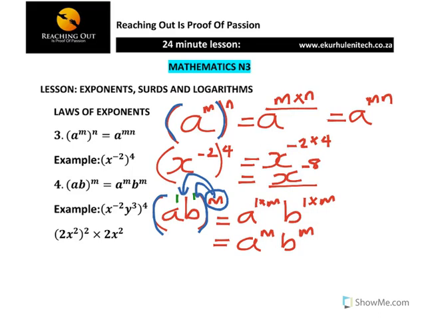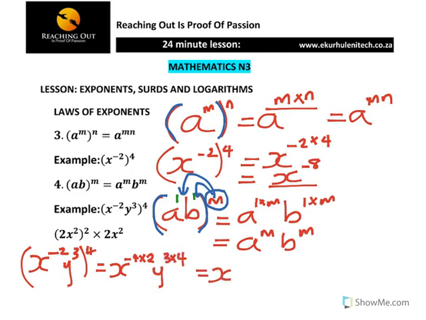Given an example, for example, they are saying (x to the power negative 2, y to the power 3) to the power 4. This is equal to x to the power minus 2 times 4, y to the power 3 times 4, which is equal to x to the power minus 8, y to the power 12. That is how you can solve that. What about the other one?